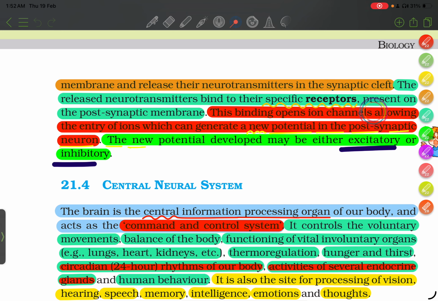This binding opens ion channels, allowing the entry of ions, which generate a new potential in the postsynaptic neuron. The new potential developed may either be excitatory or inhibitory.